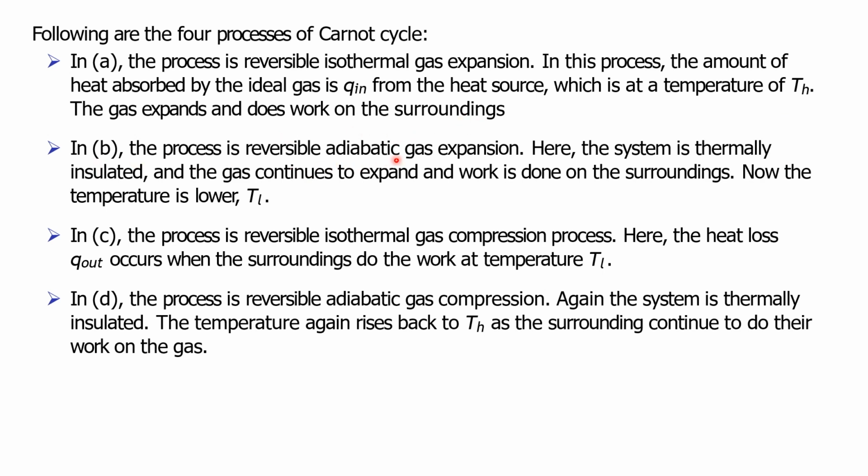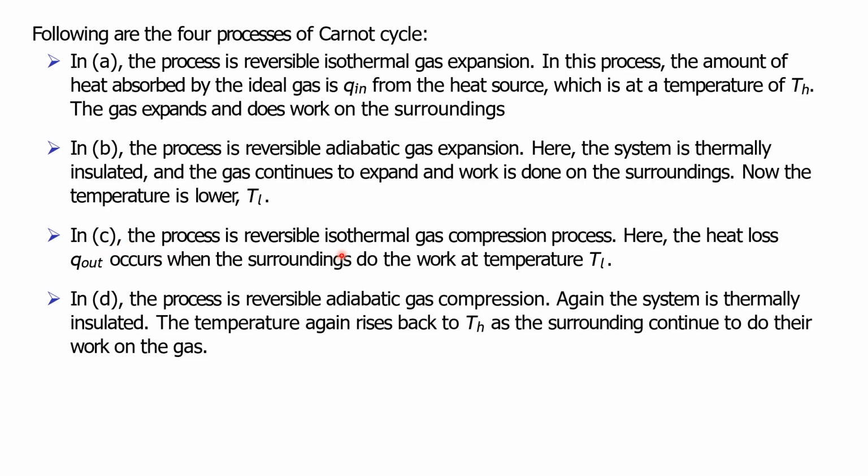In B, the process is reversible adiabatic expansion. Here the system is thermally insulated and the gas continues to expand and work is done on the surroundings. Now the temperature is lower. We already discussed that for reversible adiabatic expansion, temperature decreases. That's why TL is lower than TH; TH is T high, TL is T lower. And this is thermally insulated because this process is adiabatic.